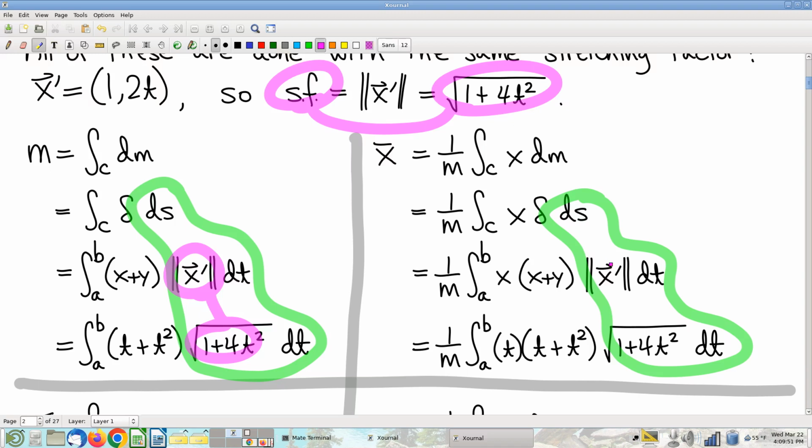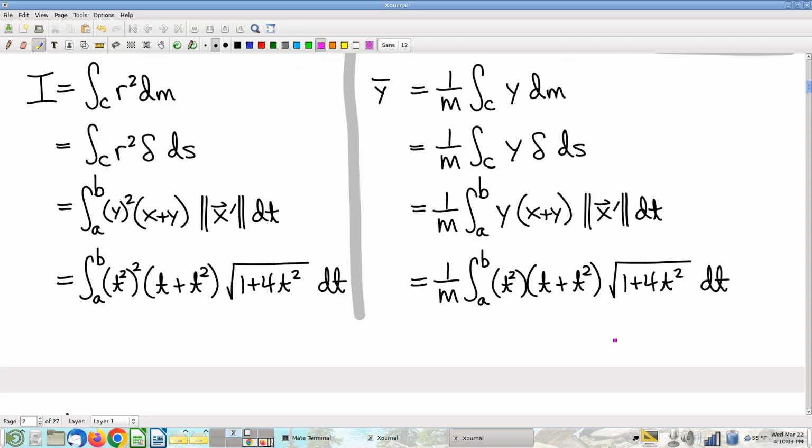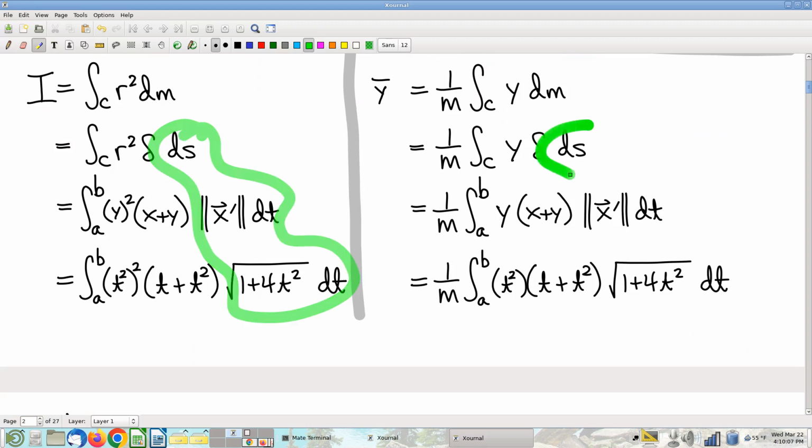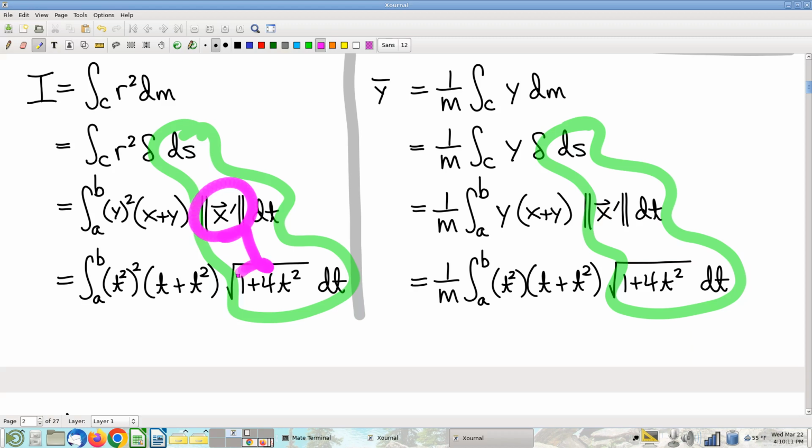It's the exact same stretching factor because I have the exact same parameterization because I'm talking about the exact same curve. So of course, it's the exact same stretching factor. And then likewise down here, same deal. All of this is the same for the exact same reasons.